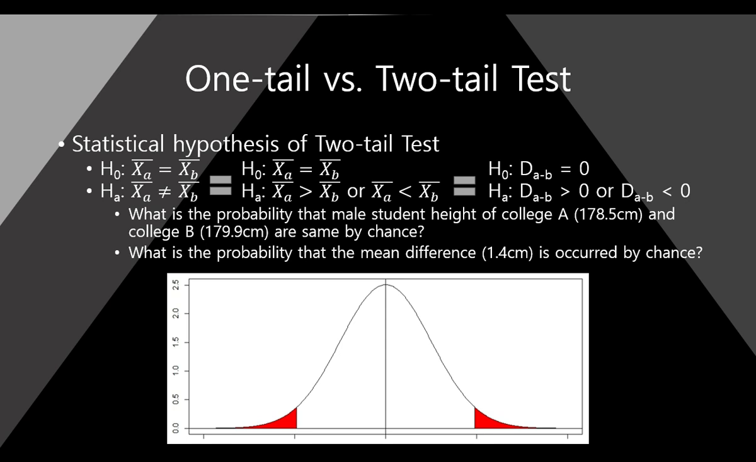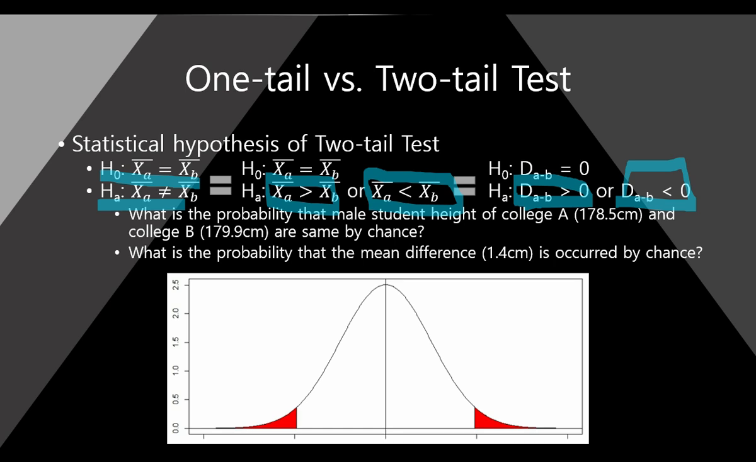Okay, first, this is the two-tailed test, statistical hypothesis. The statistical hypotheses are the same as in the prior slide, okay? So the null hypothesis is the same, and the alternative is not equal. Not equal includes two cases, larger or smaller, okay? And this can be changed to larger than zero, smaller than zero, okay? All three cases are the same.